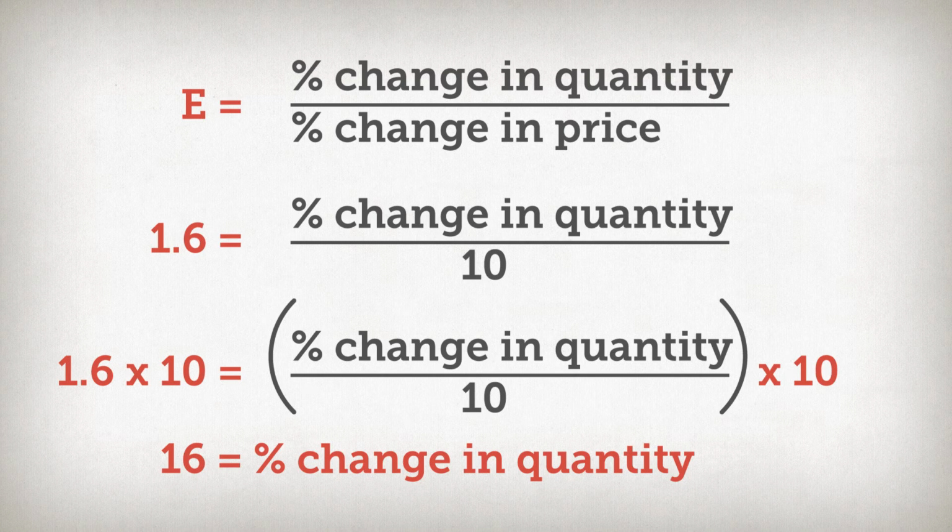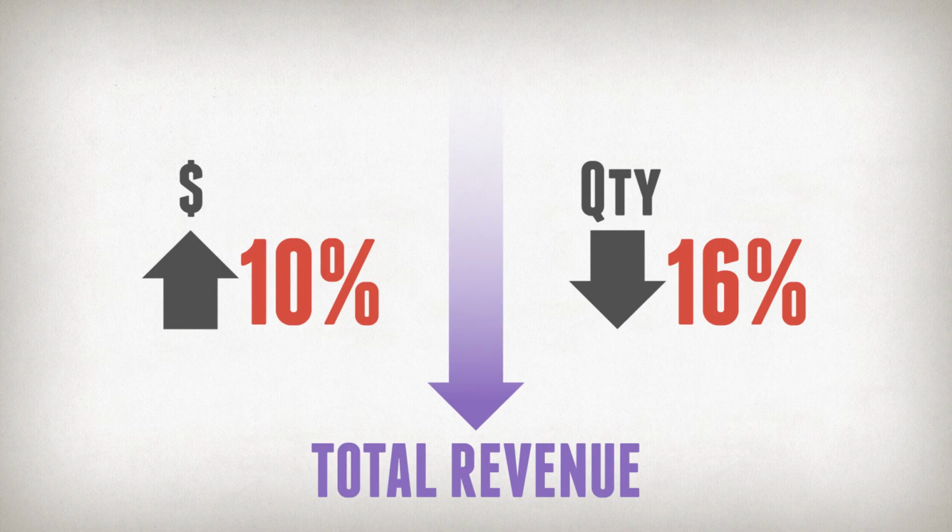Increasing the price by 10% means the quantity demanded will drop by 16%. In essence, the result is selling 16% fewer packages of cookies. Total revenue, price times quantity, will decrease. The increased price per unit will never make up for the drop in quantity sold.